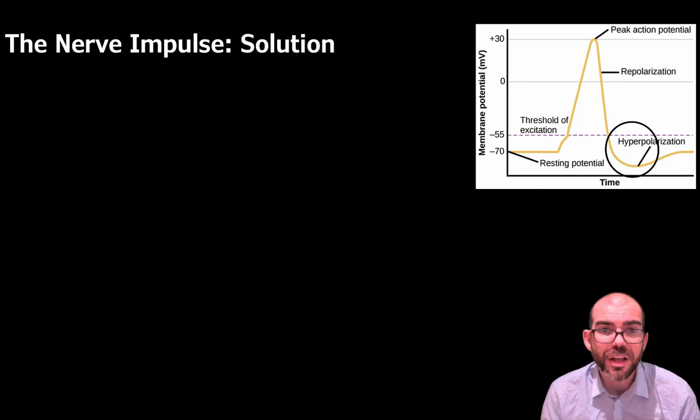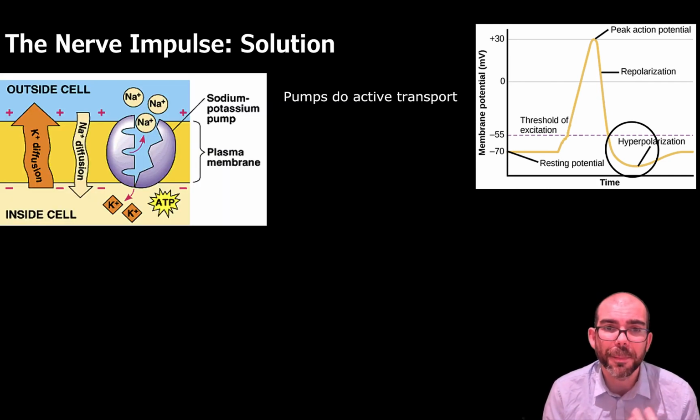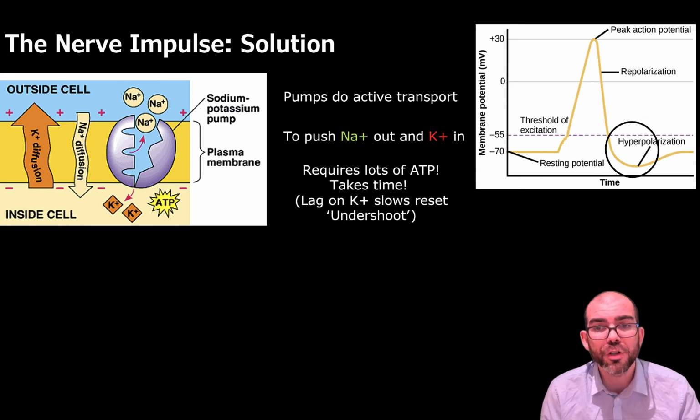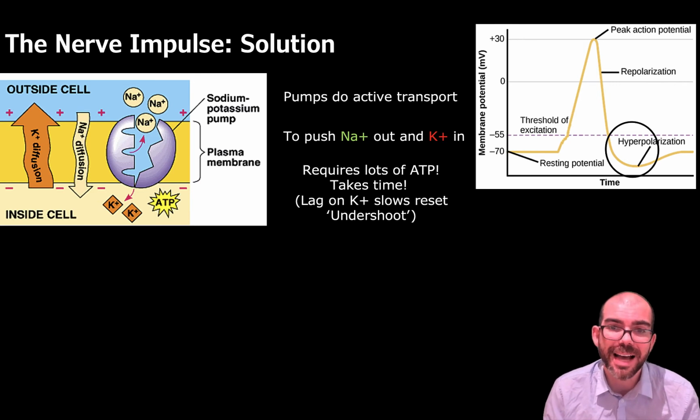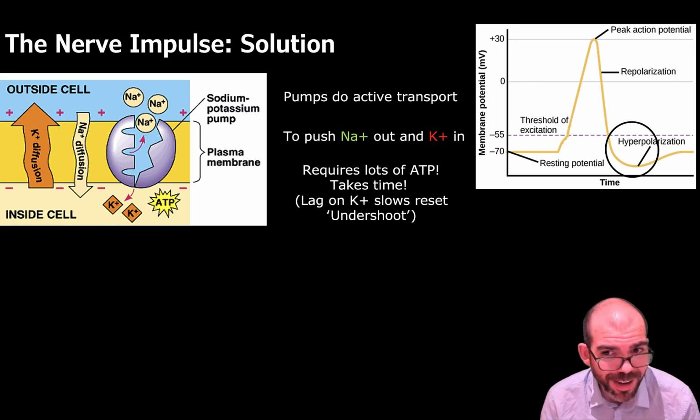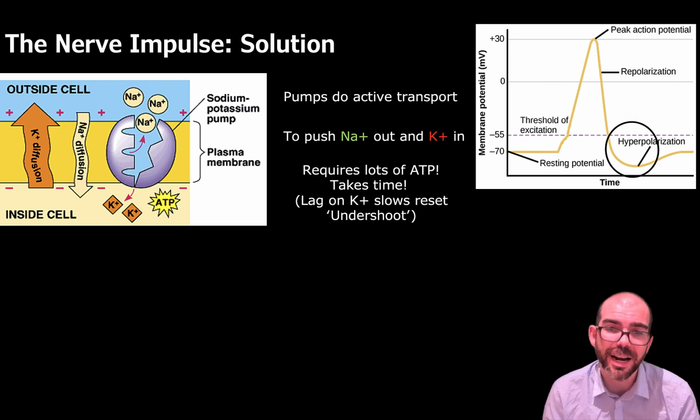To do that, the cell's going to use something called a sodium-potassium pump. Through active transport, so we're spending ATP, we're going to be able to push sodium back out and potassium back in. This requires a significant amount of ATP. This is why using your brain can make you tired. You need to be able to generate a lot of energy to use it. This also takes some time.